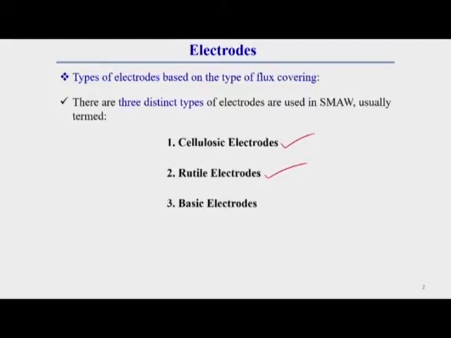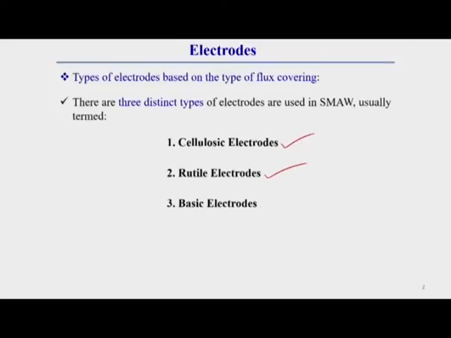These are the widely used electrodes in the case of the SMAW process that I am discussing here. The third category of electrode is needed because cellulosic and rutile electrodes have some drawbacks, or some features required for other welding purposes that we are not getting. That is why another electrode was developed, which is the basic electrode.